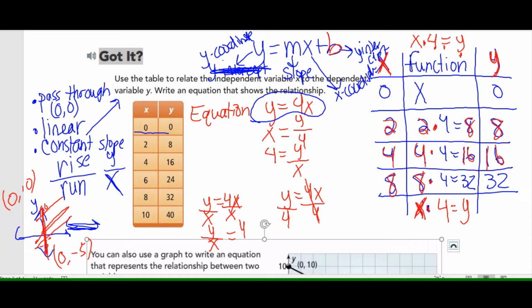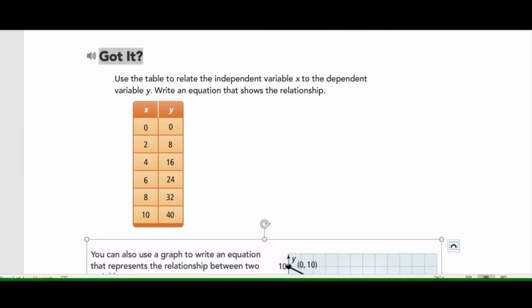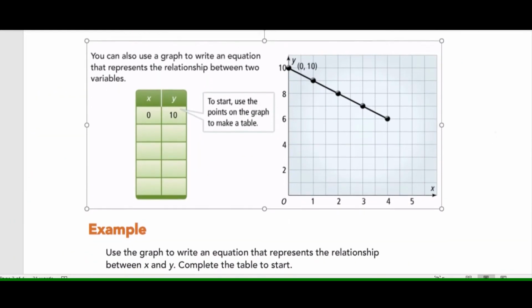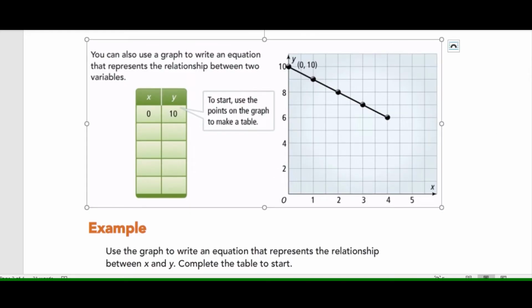Let's go to the next question. And if you can print this out, print it out. This is what we were going to write on for the rest of our notes. All right, so you can also use a graph to write an equation that represents the relationship between two variables.